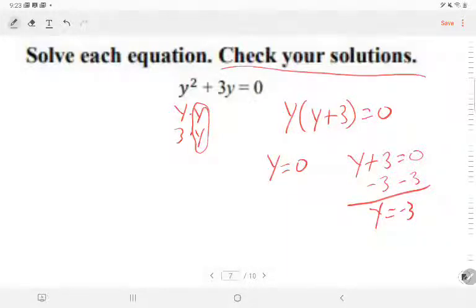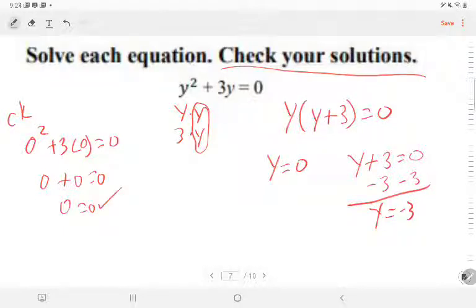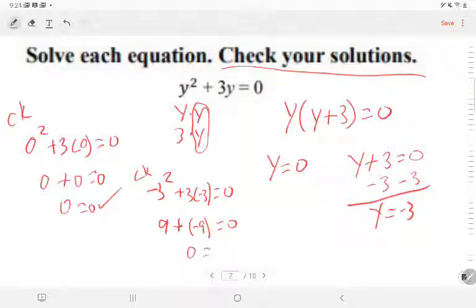Now we have to check the solution. Okay? So we could say 0 squared plus 3 times 0 equals 0. And that would be 0 plus 0 equals 0, so 0 does equal 0, check. And then we would have negative 3 squared plus 3 times negative 3 equals 0. That would be 9 plus a negative 9 equals 0. And 9 plus negative 9 is 0, so it checks. I have a solution set of 0, negative 3. Okay? All right.